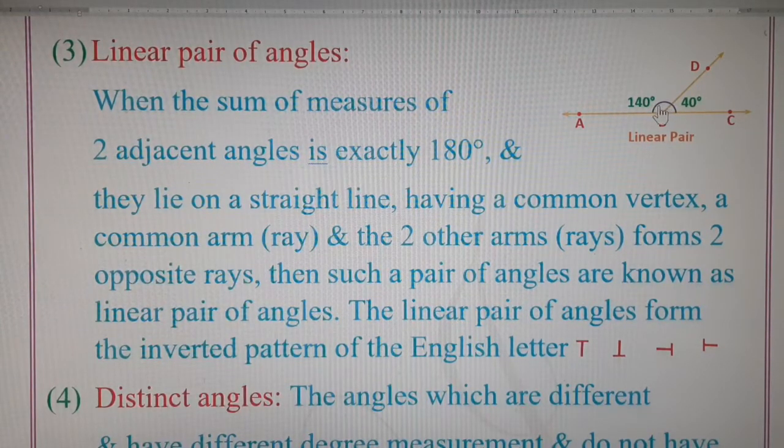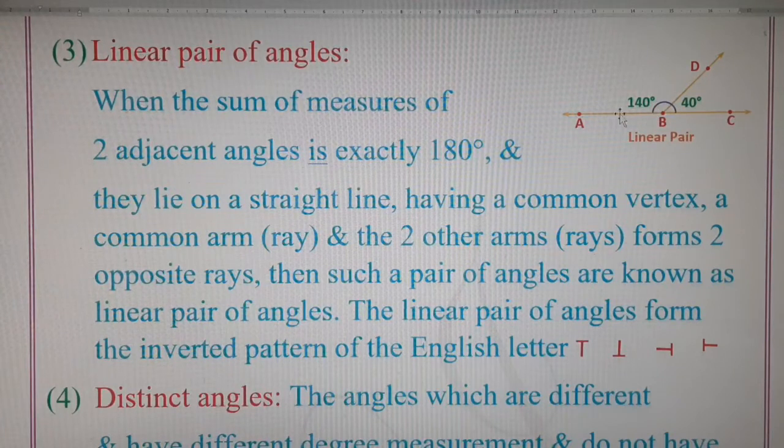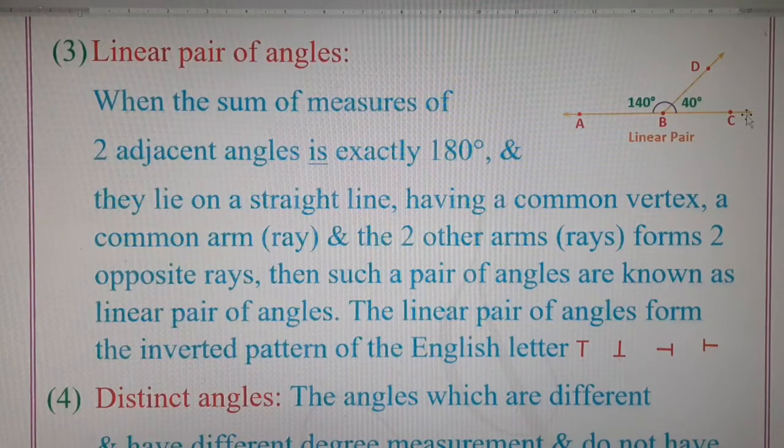We have to understand, those two angles lying on the straight line will form the linear pair. So here in this particular diagram, line AC is a straight line, and we can say ray BA and ray BC form opposite rays.